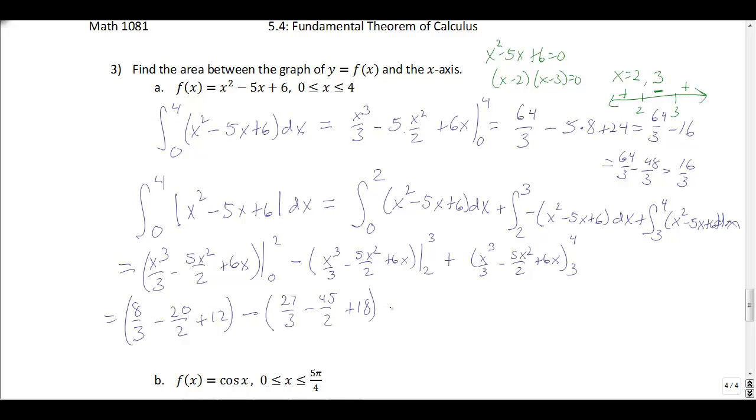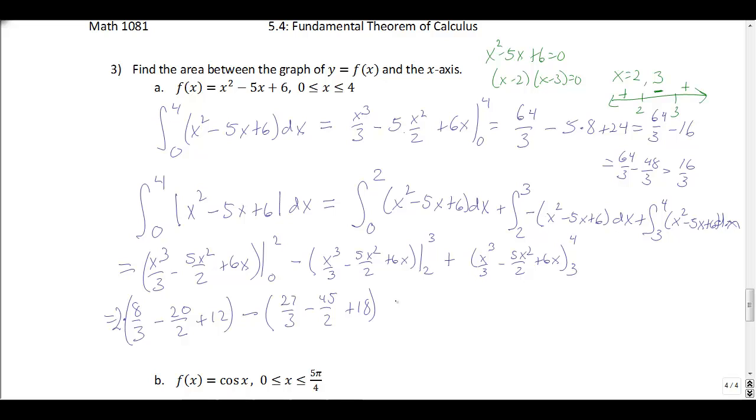When you plug in the 2, you're actually going to get this exact same thing over again. So you'll get an 8/3, so it's going to be minus that, but the negative out here will make it positive. You'll get 8/3 minus 20 halves plus 12. So I can just do a 2 times that. And I really doubled up that 2.